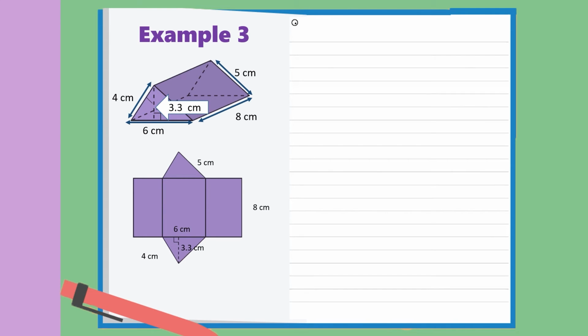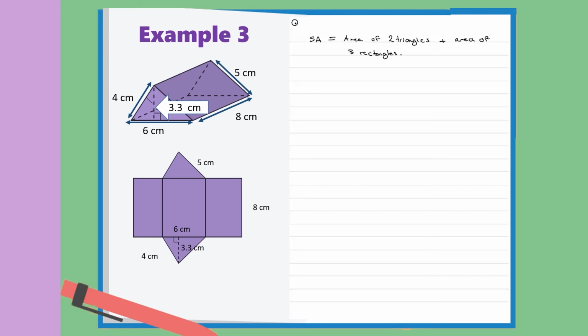So in order to find the surface area of this triangular prism, we need to find the area of each of its component parts. And that means that we can draw a rough formula of what this is going to be equal to. The surface area is going to be equal to the area of two triangles at the ends plus the area of three rectangles.